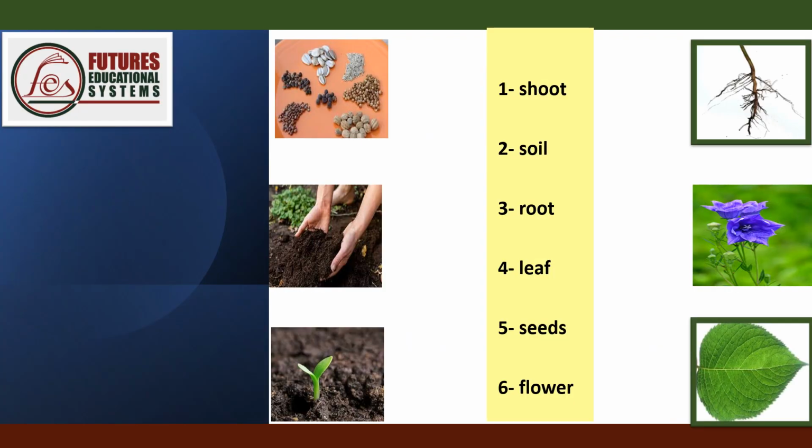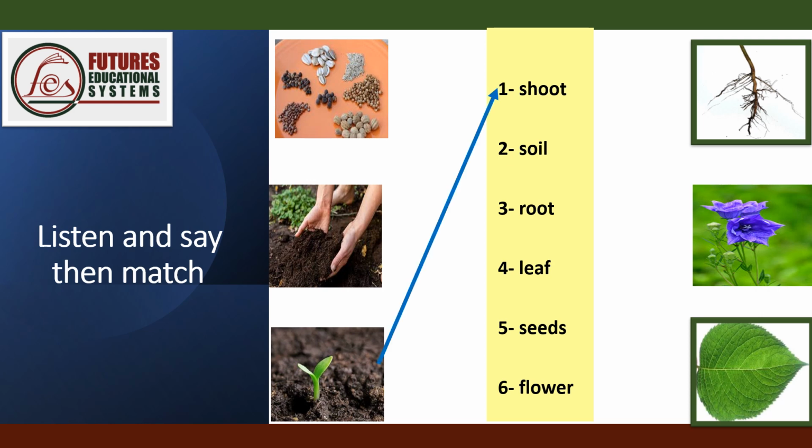Let's look at these photos and match them to the words. Listen, say, and then match. Number 1, shoot. When the plant starts growing above the soil, we get the first part, which is called the shoot. Soil. Can you see the soil? She or he is holding some sand between their hands. This is what we call the soil. We plant the plants or the seeds in the soil in order to have a plant later.